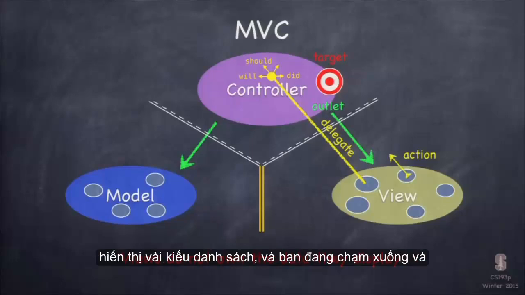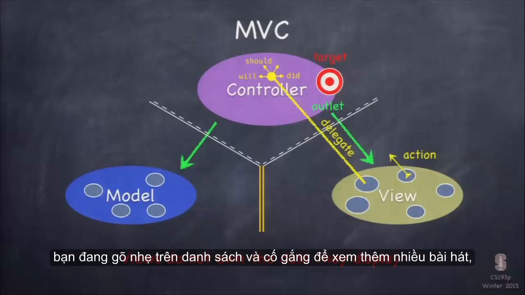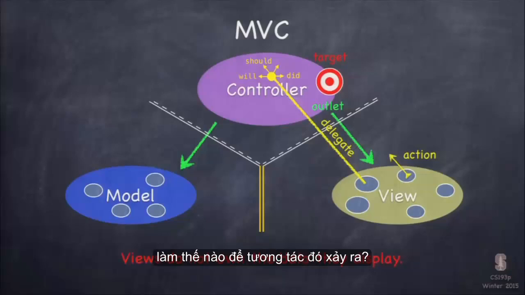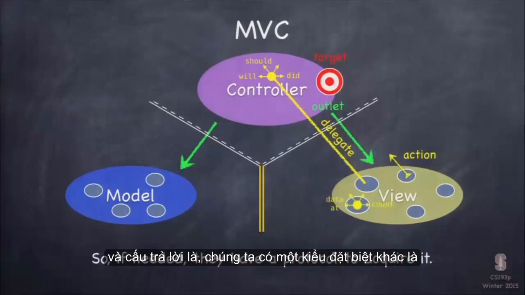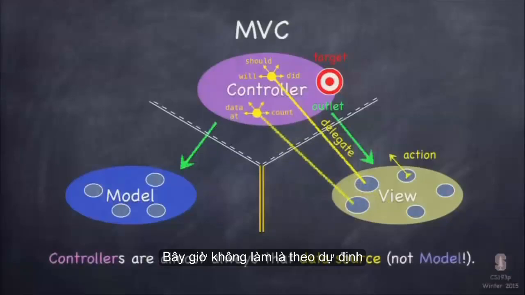And the view is displaying some sort of list, and you're touching down and you're flicking on the list and trying to see more songs. How does that communication happen? And the answer is, we have another special kind of delegate, which we call a data source. Now, the data source doesn't do the will, did, should. It's going to be asking questions like count, like how many songs are there? And the controller looks in the model, 10,000. Response to the view, there's 10,000. The view makes space internally for 10,000 things.